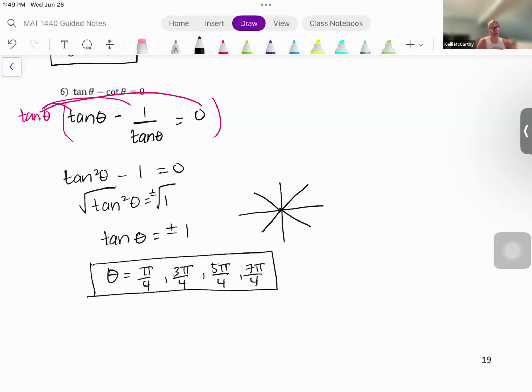This equation could also be set up if we were to convert both tangent and cotangent into expressions involving sine and cosine. You could solve it that way as well, getting the same solutions. It is a bit lengthier of a process, though.